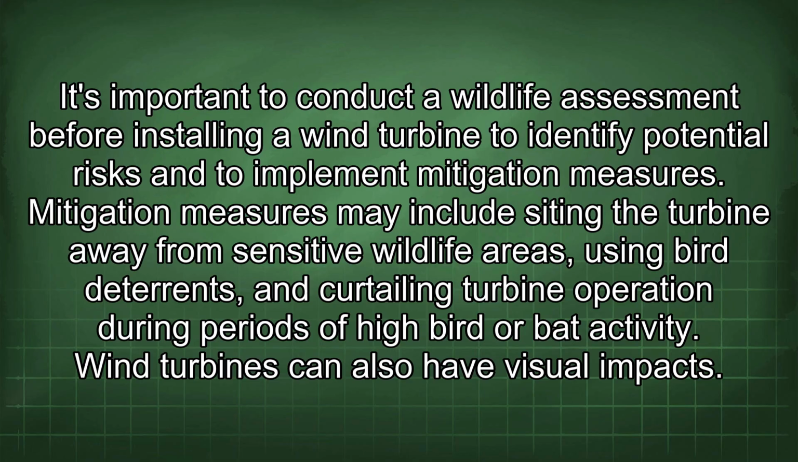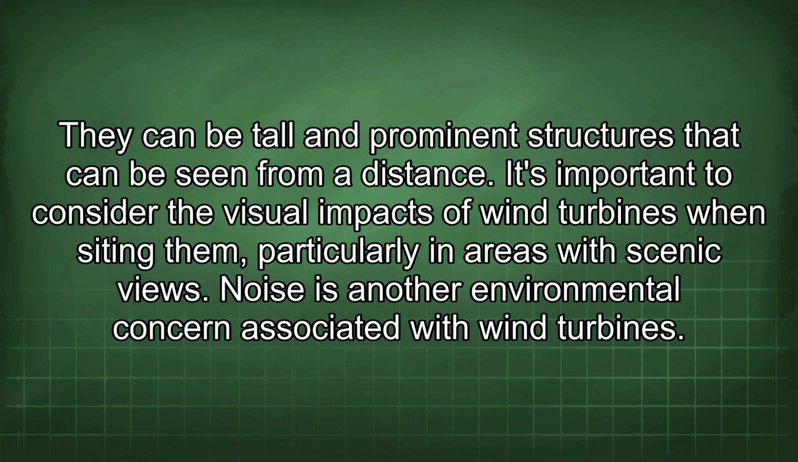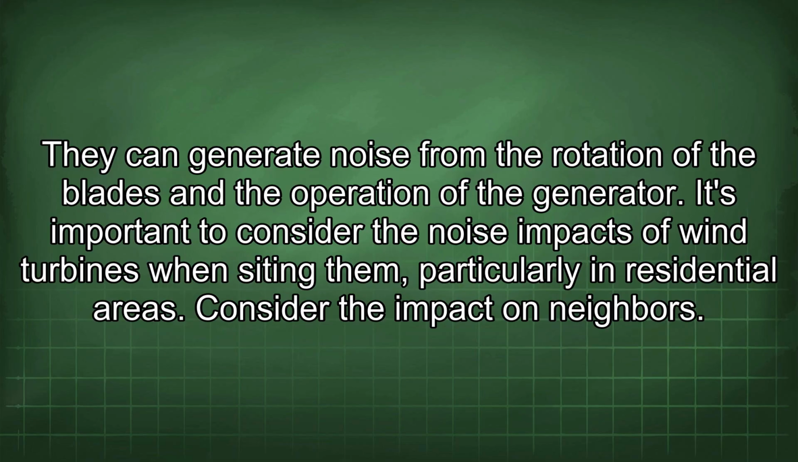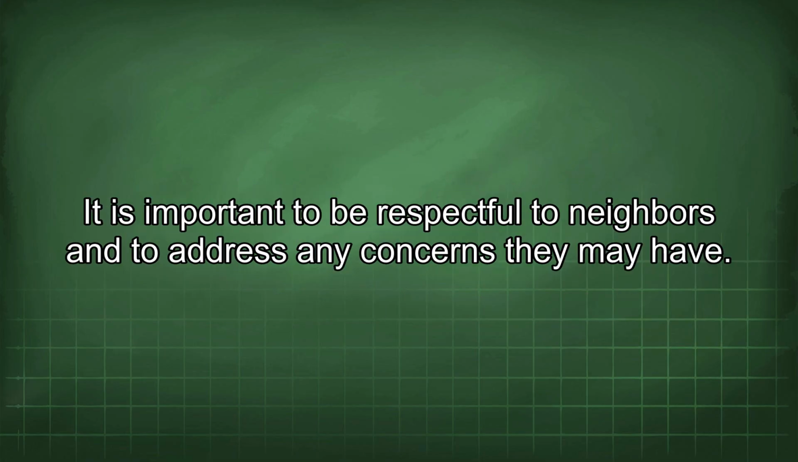Wind turbines can also have visual impacts. They can be tall and prominent structures that can be seen from a distance. It's important to consider the visual impacts of wind turbines when siting them, particularly in areas with scenic views. Noise is another environmental concern associated with wind turbines. They can generate noise from the rotation of the blades and the operation of the generator. It's important to consider the noise impacts of wind turbines when siting them, particularly in residential areas. Consider the impact on neighbors. It is important to be respectful to neighbors and to address any concerns they may have.